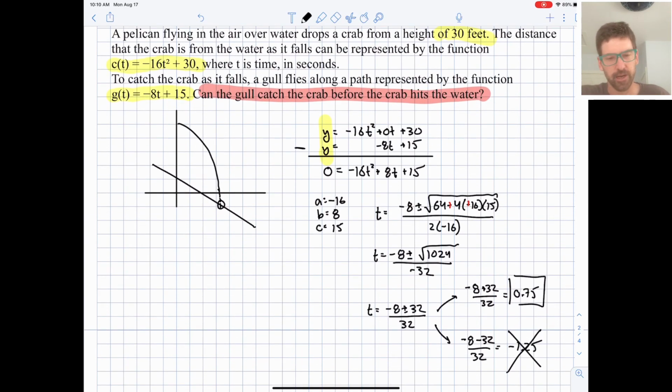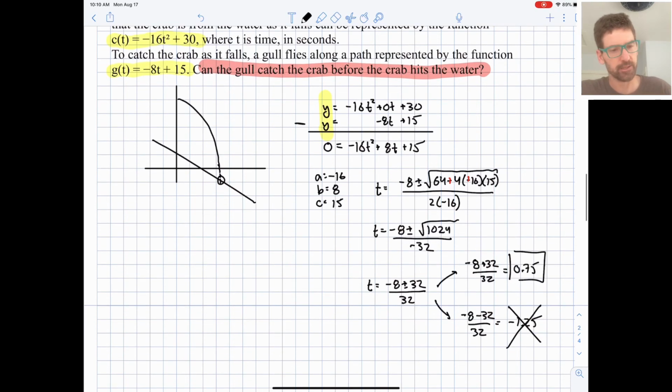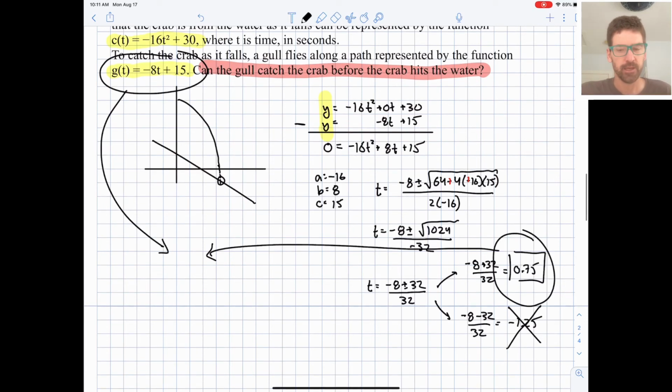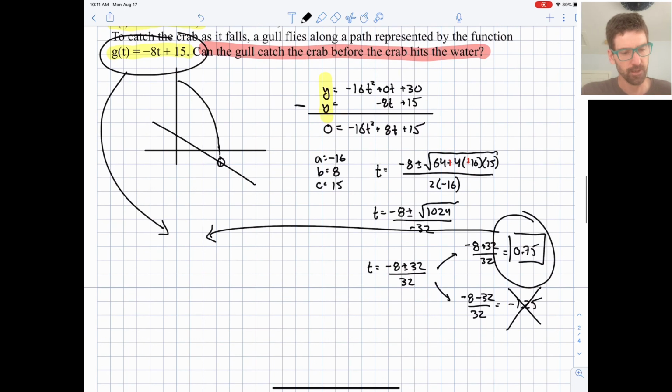Now we just have to figure out how high the crab will be at that time. So we are going to bring a couple things down. Let's bring this down here, and let's bring our 0.75 over as well. Let's just find the height of the gull at that moment in time, which would be the same as the height of the crab at that moment in time, because the fact that we've solved for t means there is an intersection point. So g of t, the height of our gull, equals negative 8 times 0.75 plus 15. Let's see what we get. That turns into negative 6 plus 15, which is 9.